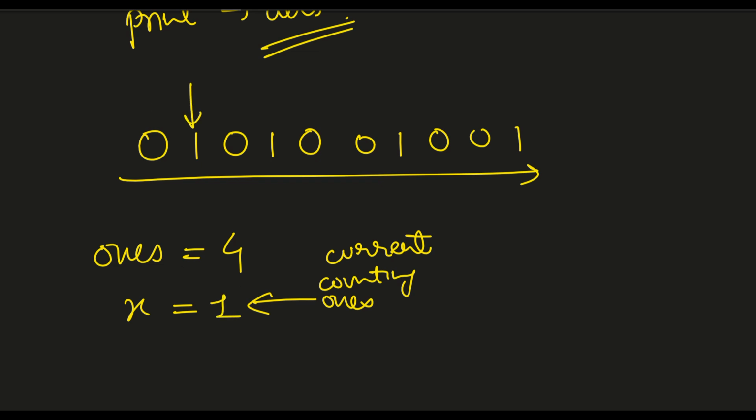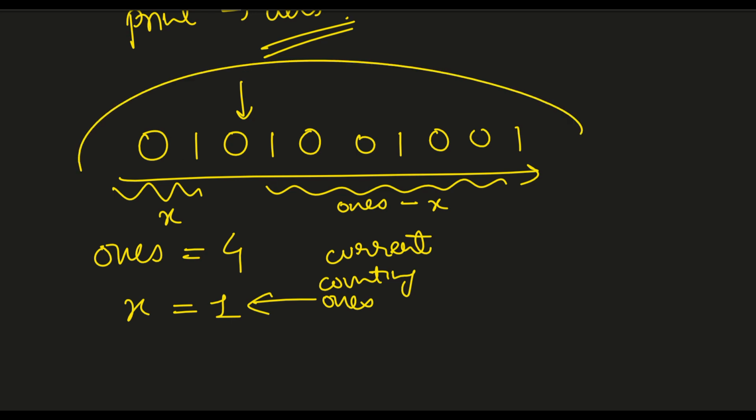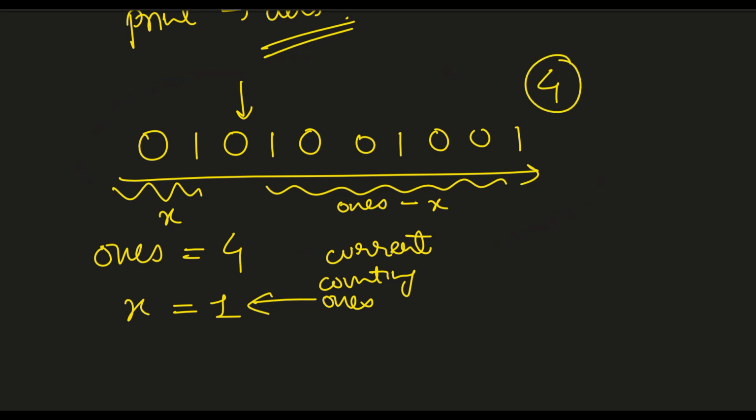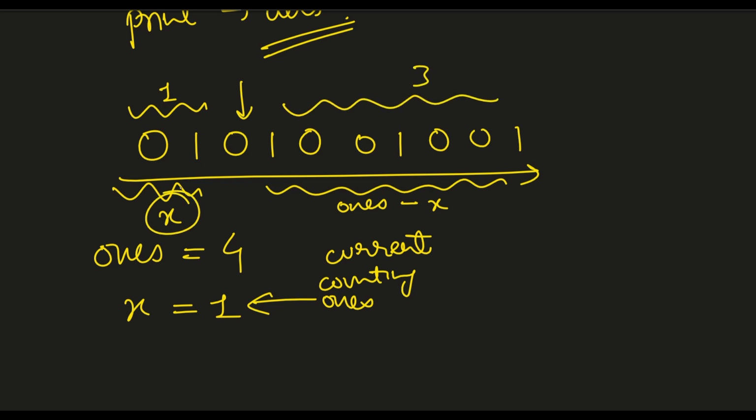Now, when we reach this 0, I will check how many ones are on the left side. There are x number of ones on the left side, and on the right side there are ones minus x number of ones. If the total number of ones is 4, and there is 1 one here, there would be 3 ones here. Simple maths. So if there are x number of ones on the left side, then there are definitely ones minus x number of ones on the right side.